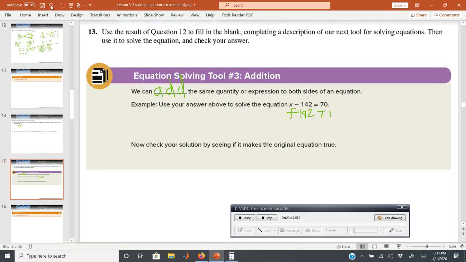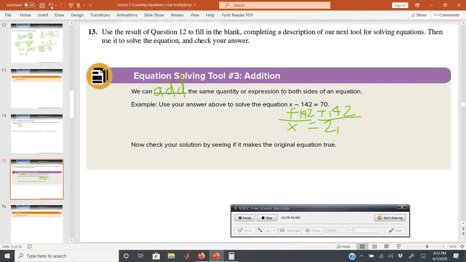I'm running out of room. It's hard to write on this screen. So I want to make it look plus 142, plus 142. And we put a line under them because a lot of times when we add vertically, we put a horizontal line under it. So x minus 142 plus 142.